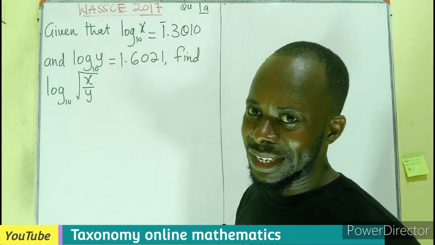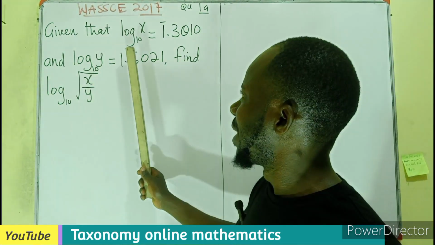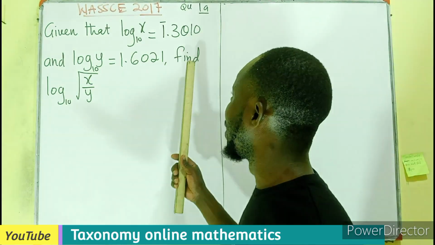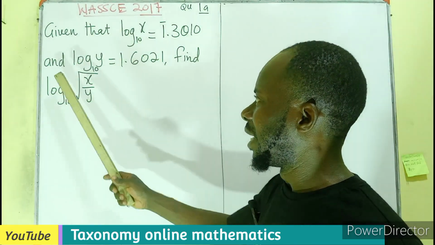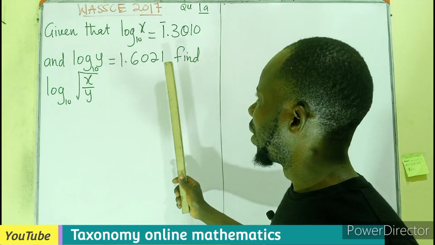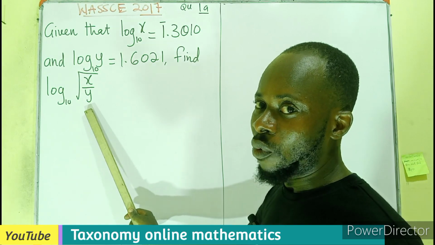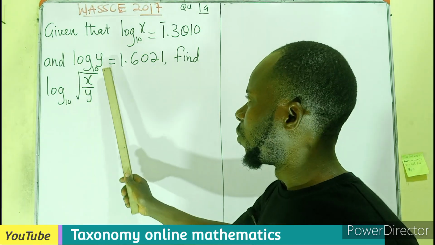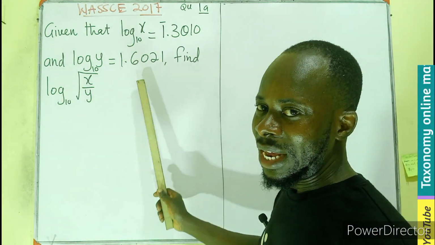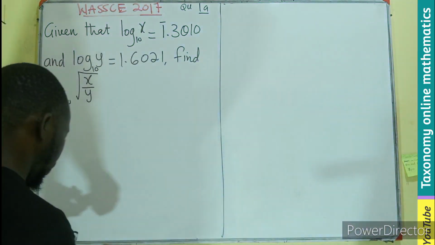WASSCE 2017, Section B, question number 1A on logarithm. Given that the log of x equals 1 bar, that is negative 1.3010, and the log of y base 10 equals 1.6021, we have to find the log of the root of x divided by y base 10. So we are going to replace the x and the y with their values and see if we can find the value of that expression. So let's begin.